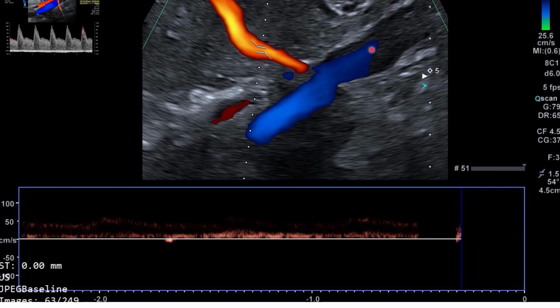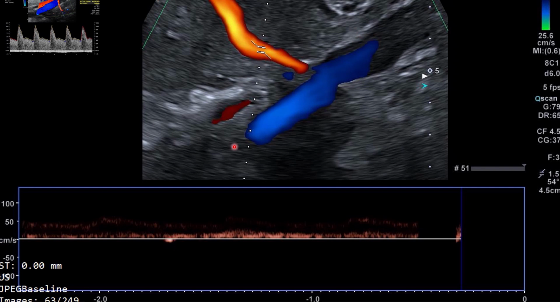So you see, this is the external iliac artery there. So the external iliac artery and the uterine artery. This is where you sample it, where they meet at almost 90 degrees. So if you identify this, then you can sample it there.